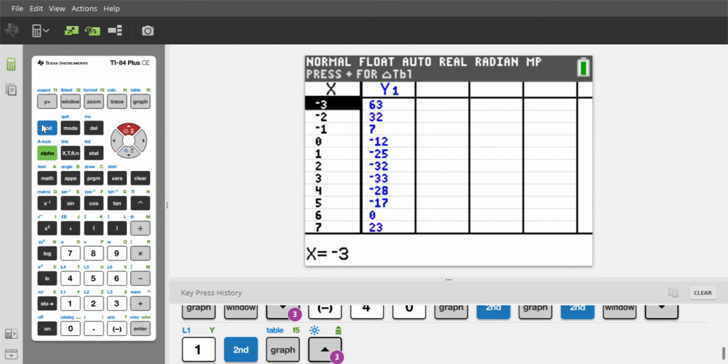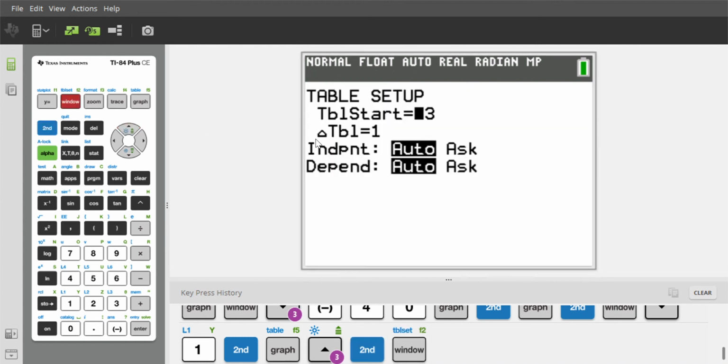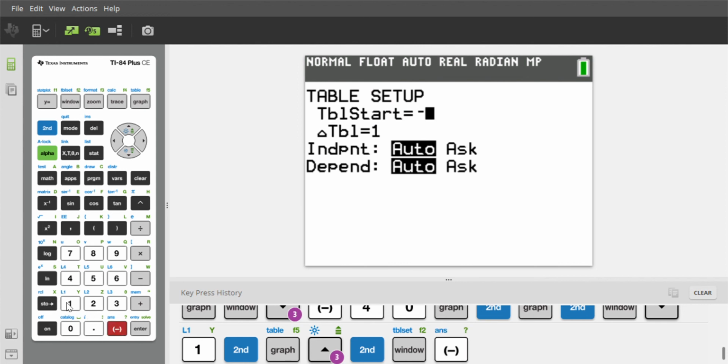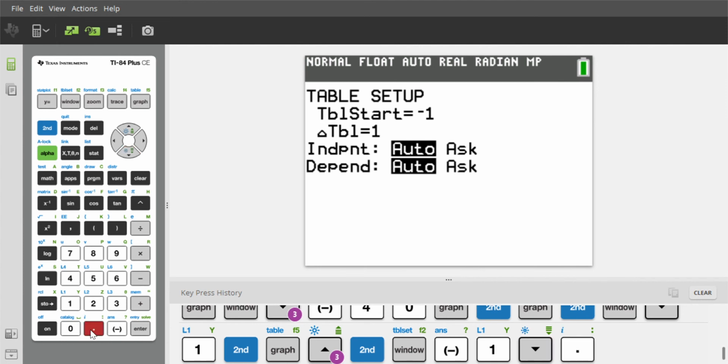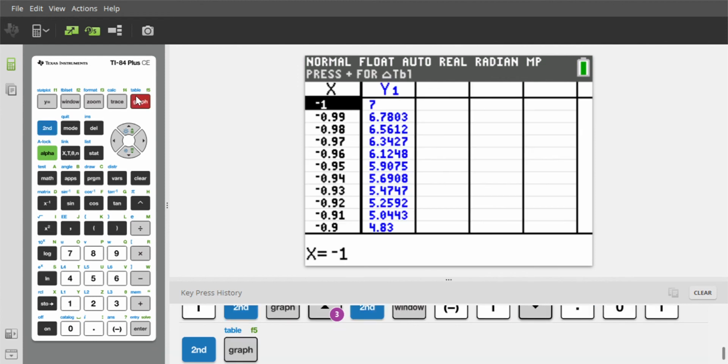So I'm going to go to table set, and I want it to start at -1 because that is between -1 and 0. And instead of tenths, remember before I did it in tenths? If you want to kind of skip a step, sometimes it's best just to go in hundredths. You're going to have to scroll sometimes a little bit more, but at least hundredths is the farthest out we're going to take it. So I'm going to go second table, and get ready to scroll here.